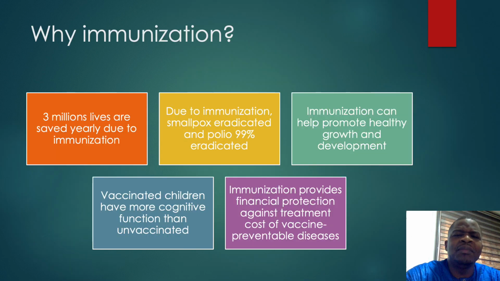But why immunization? Why is it special really? Immunization saves 3 million lives every year globally. So assuming today we say we are not vaccinating people to confer immunity, we might be losing up to 3 million lives every year.